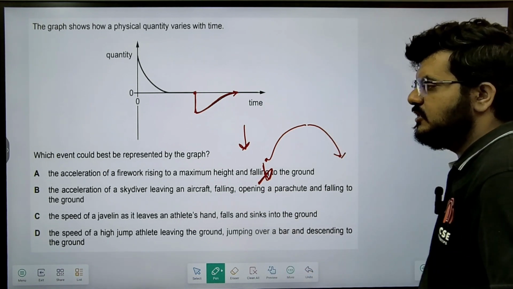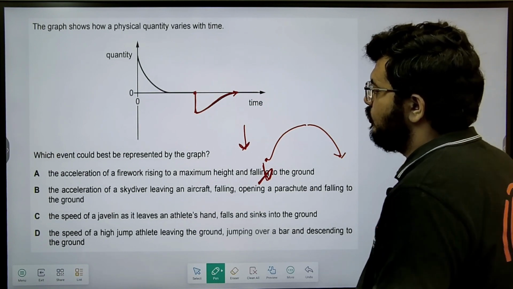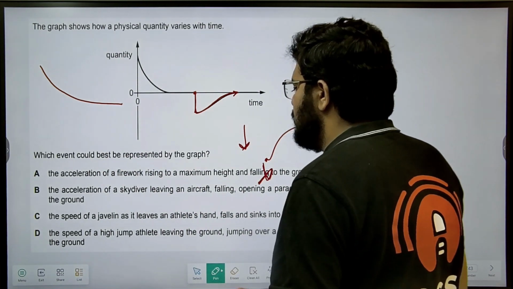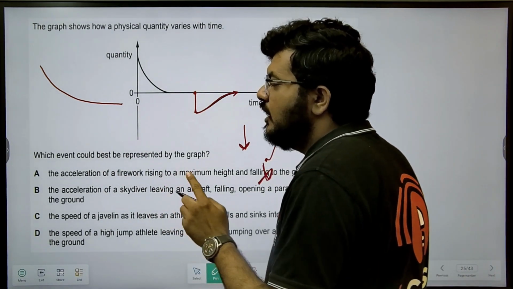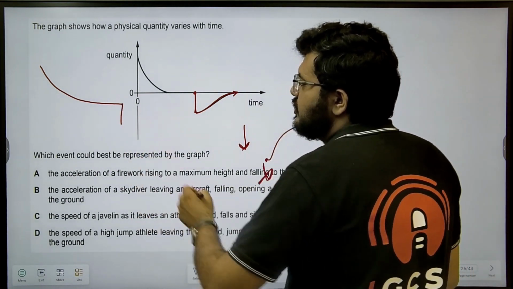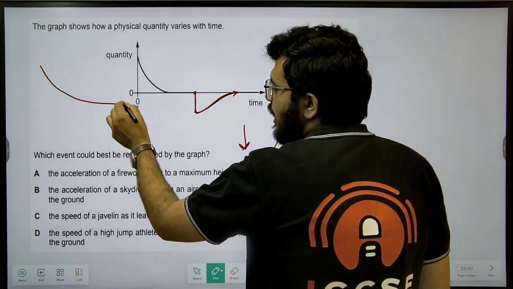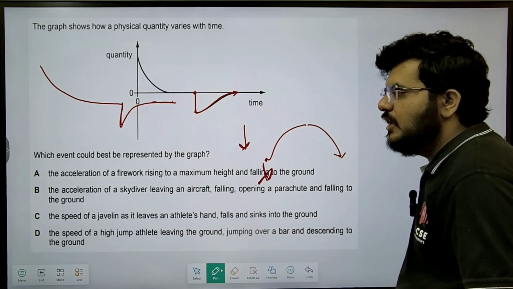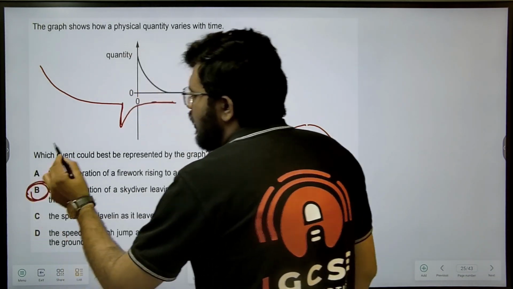The direction is different. Acceleration of a skydiver leaving an aircraft. His acceleration goes on decreasing, decreasing, decreasing, reaches terminal velocity. Then operating the parachute. When he operates the parachute, his velocity decreases further, right? So deceleration takes place suddenly and then falling to the ground. But what will happen? This will again become zero as he reaches terminal velocity again. So I think yes, B is the correct answer.